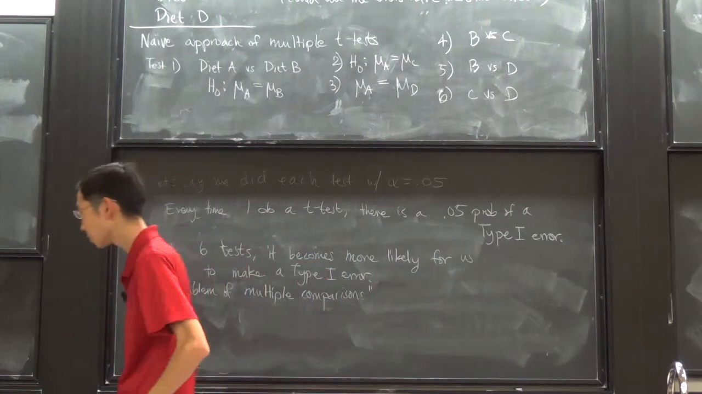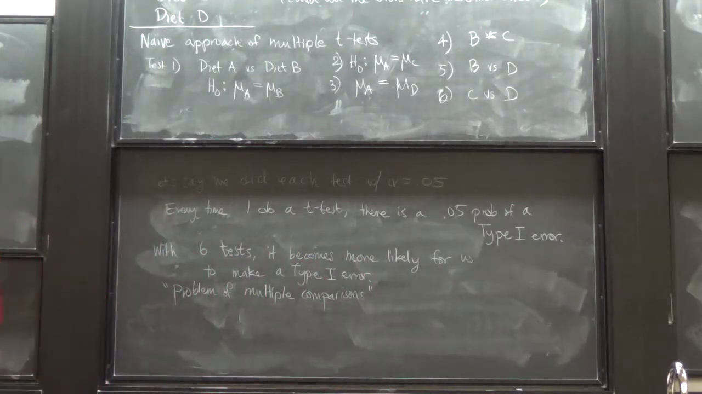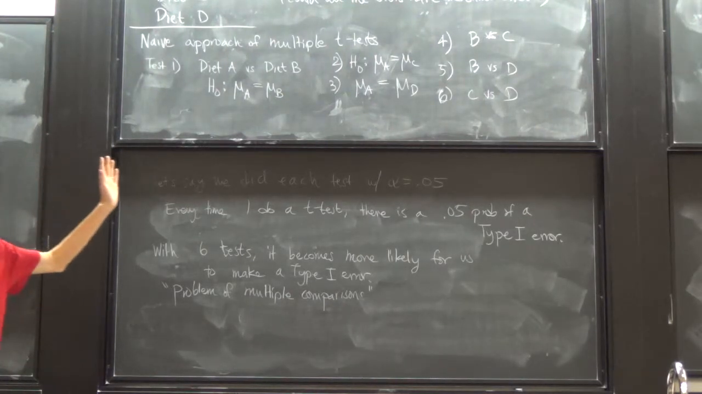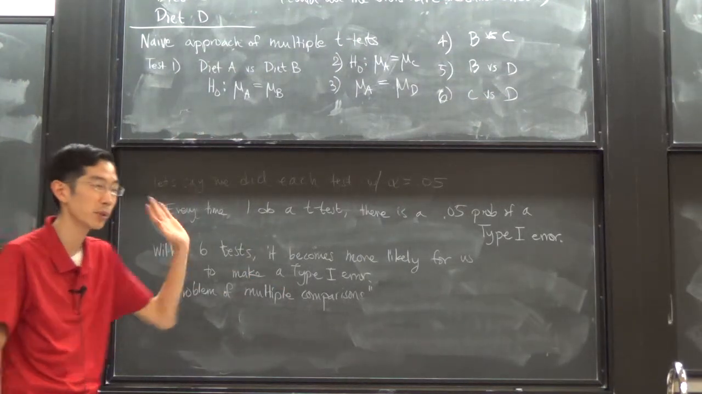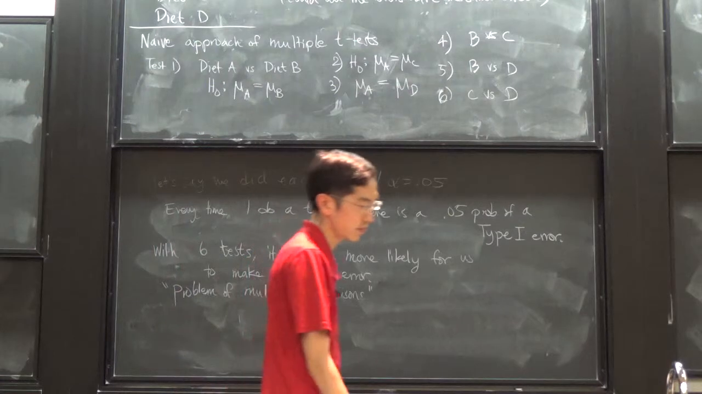One possible way to address this is through ANOVA. Okay, but ANOVA has its own weaknesses. All right? But with ANOVA, we're going to compare all 4 groups, or in this case, all 4 diets, or however many groups you have. We'll compare them all at once.